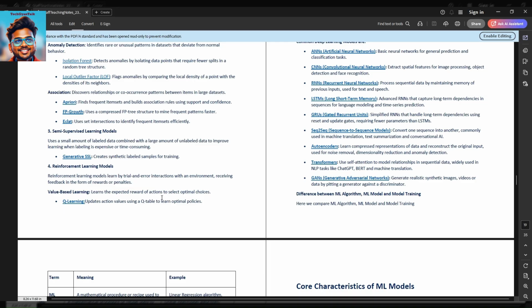And next is reinforcement learning models. Reinforcement learning models learn by trial and error through interactions with an environment, receiving feedback in the form of rewards or penalties. Value-based learning learns the expected rewards of actions to select optimal choices. Q-learning updates action values using a Q-table to learn optimal policies.